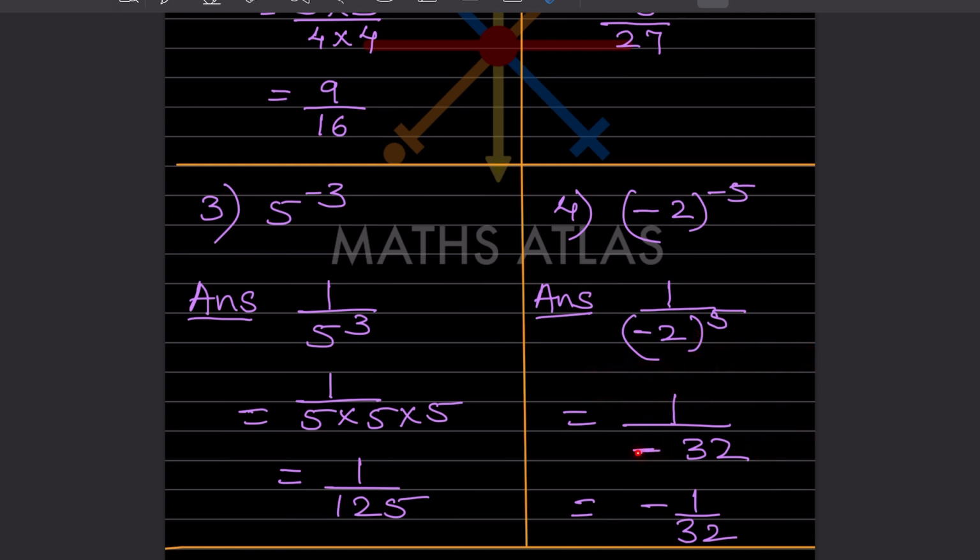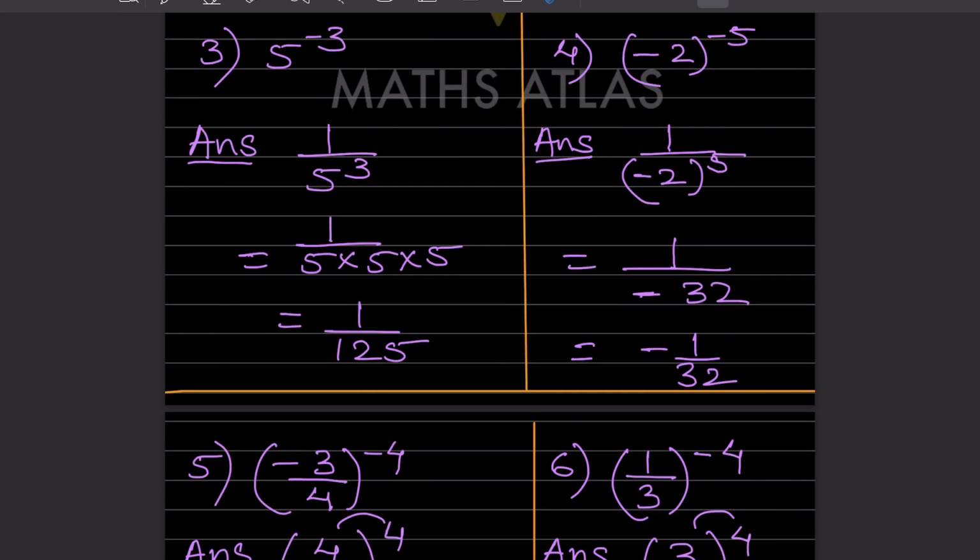Now this negative is here in the denominator, and this 1 is positive. Negative and positive becomes negative. So you can also write that negative here. Both are the same. You can write it anywhere. So you can write this answer or this one, both are the same.